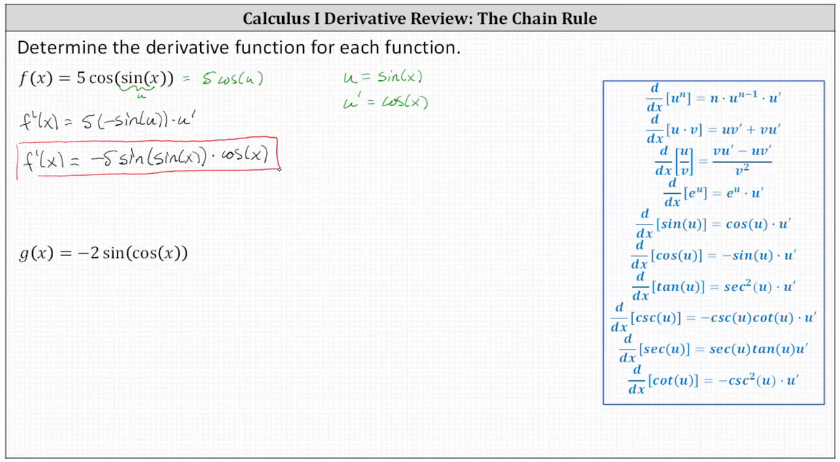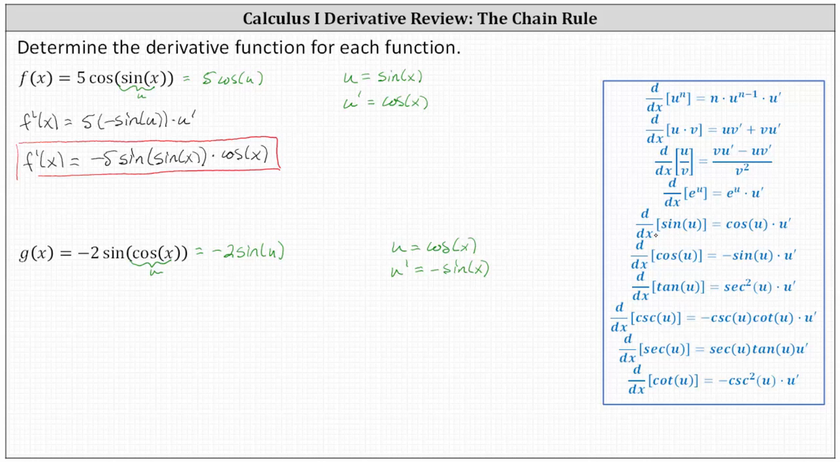And now let's look at g of x. G of x equals negative 2 sine of cosine x. Notice for this composite function, the inner function is cosine x, which we'll identify as u. So here we have u equals cosine x, and therefore u prime is equal to the derivative of cosine x, which is negative sine x.